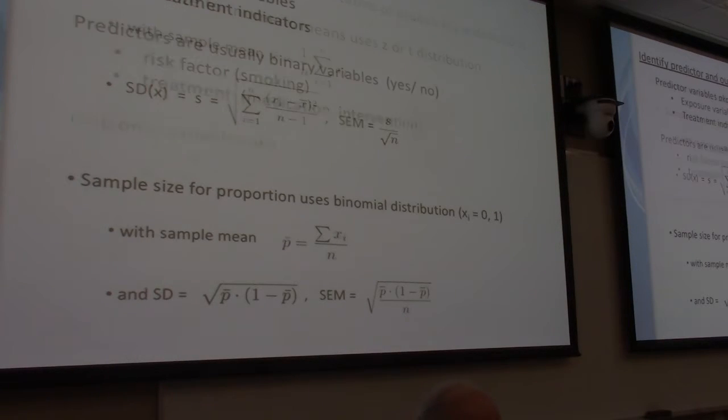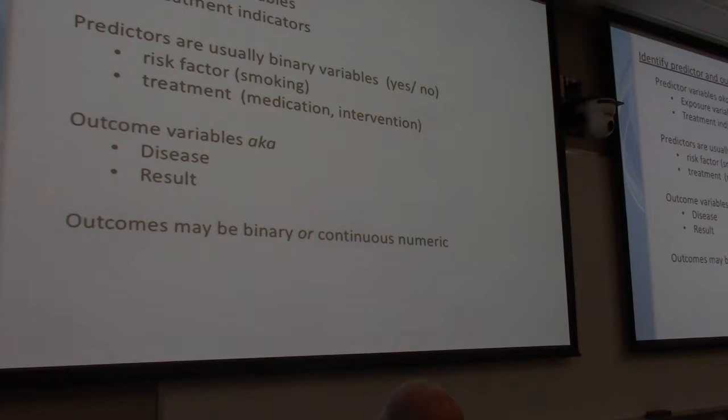Okay. So predictor variables, also known as, you need to know your variables. The predictors are also known as exposure variables or treatment indicators. They may be binary, yes, no variables. They can refer to risk factors. Do they smoke? Do they not smoke? To treatments. This patient has renal artery stenosis. Did they get an angioplasty, yes or no? They may be continuous.